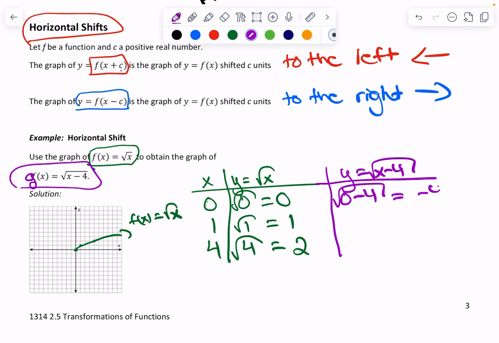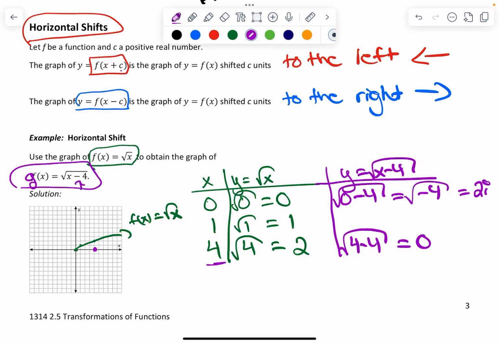That's going to be a square root of negative 4. Well, that's not going to work, because that's going to be a 2i, imaginary number. So what we need to do is start with the 4. 4 minus 4, that's going to be our 0. So you can see that it shifted 1, 2, 3, 4, 0. It is shifted 4 to the right, which this tells us also that that's what's happening.